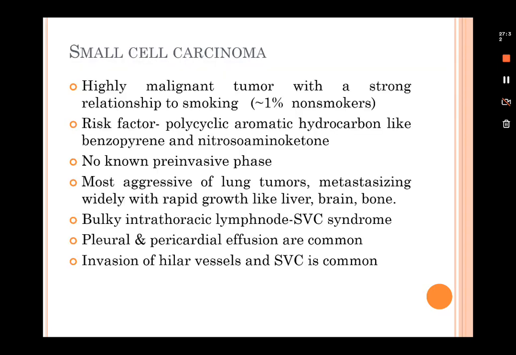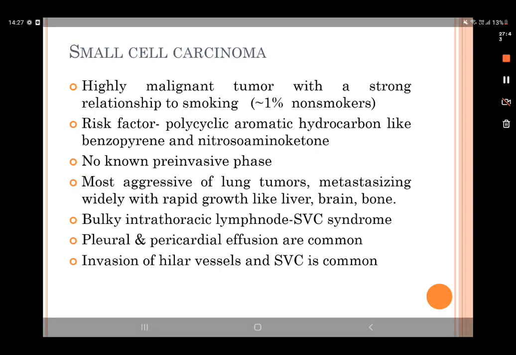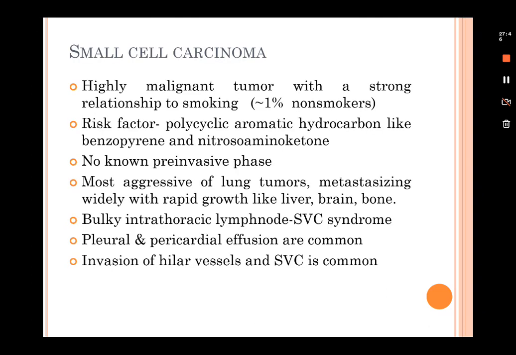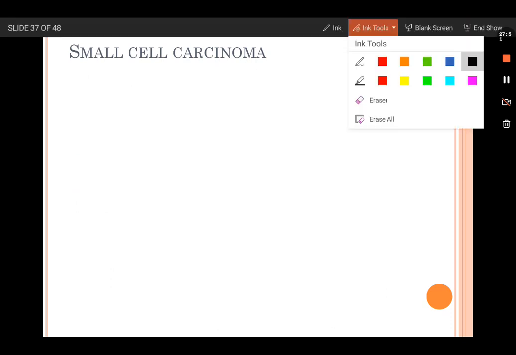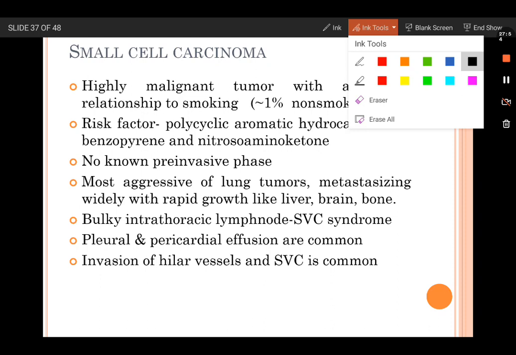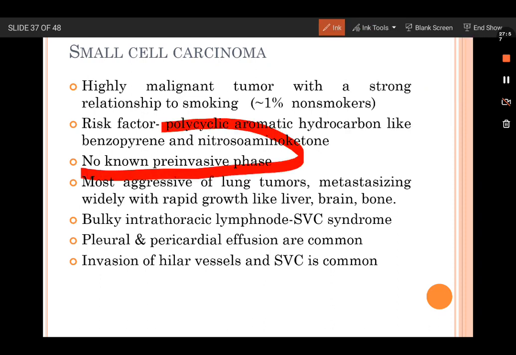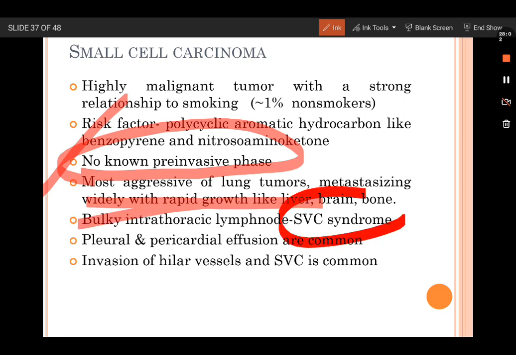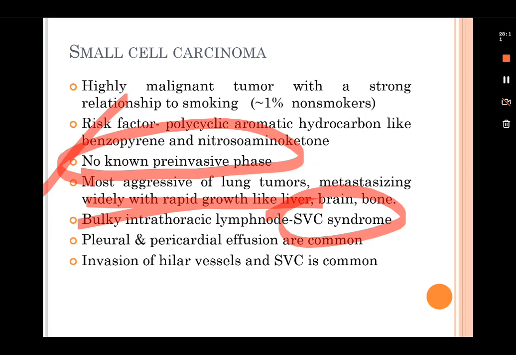Now the last entity, small cell carcinoma. It is a highly malignant tumor with a strong relationship to smoking, but it can occur in non-smokers. Risk factors include aromatic amines. It has no known pre-invasive phase, whereas both adenocarcinoma and squamous cell carcinoma have a pre-invasive phase. It's the most aggressive of lung tumors. It can cause SVC syndrome and effusions, and hilar and vessel invasion is common with it.